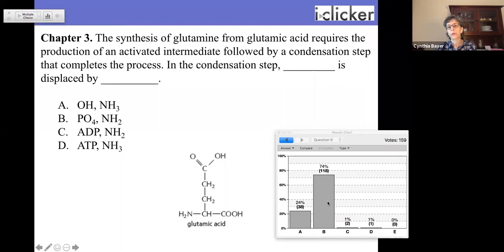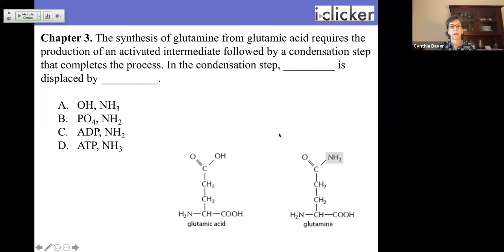And the correct answer is B. What we don't see here is the activated intermediate, right? Glutamic acid to glutamine requires energy. What do we mean by that? Is that the glutamic acid has to be converted to an activated intermediate, a more unstable, a high energy molecule, and that utilizes the phosphate from ATP hydrolysis.